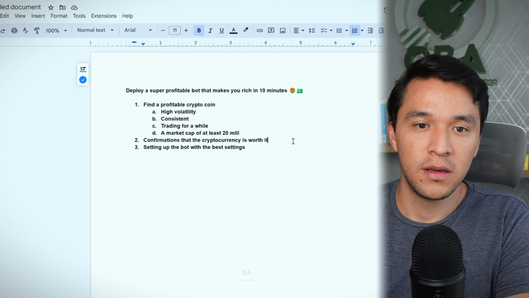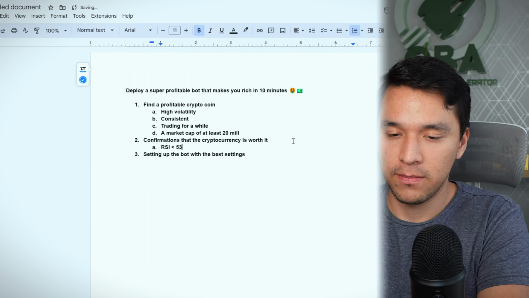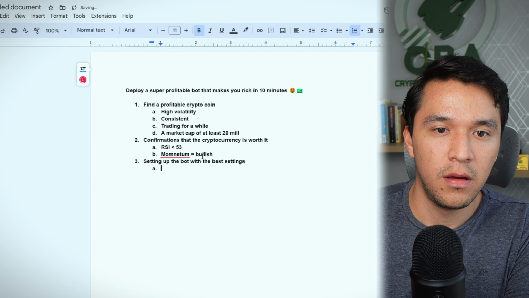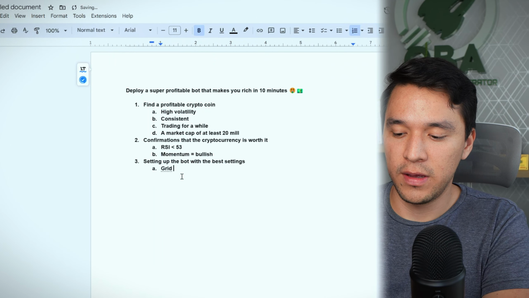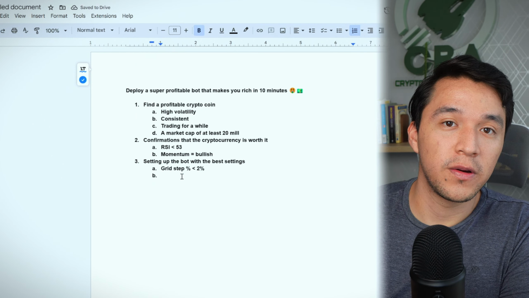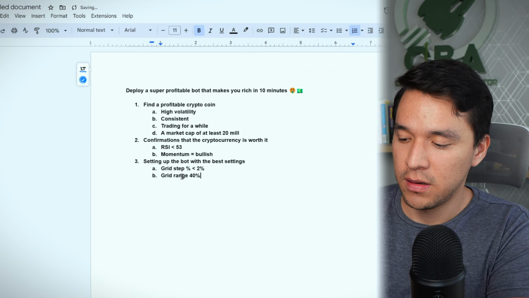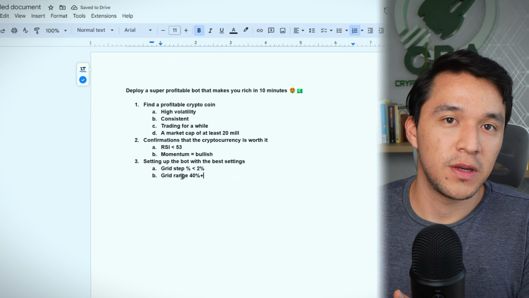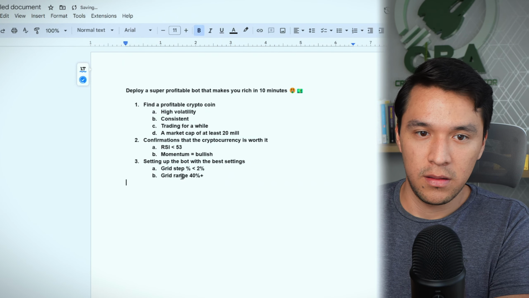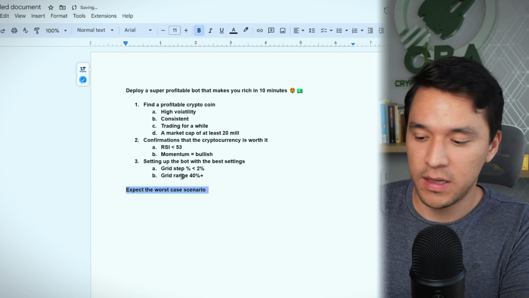I'm gonna write them down here so you can just have this information as well, and why not? All right, so RSI less than 53, and momentum bullish. For setting up the bot, ideally you want to have a grid step percentage less than 2%, and depending on the cryptocurrency that you're choosing, you want to have a grid range of 40% plus, right? Ideally, so you can cover any potential downtrend. Just as a side note here that I'm gonna put, expect the worst case scenario. Right? You want to expect the worst case scenario.